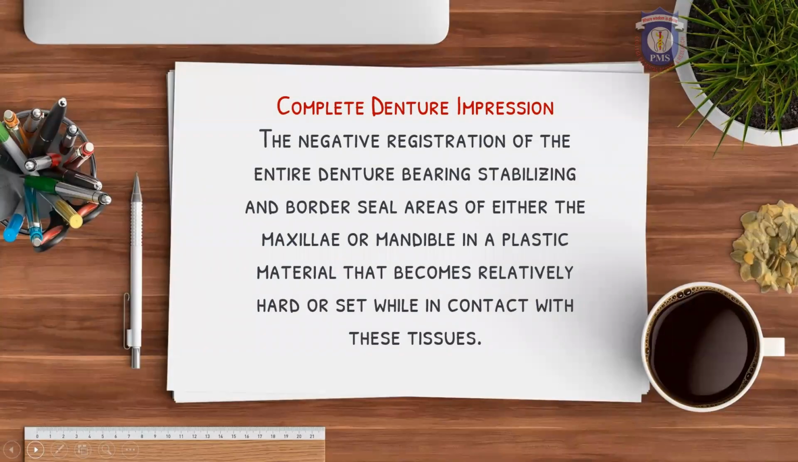Complete denture impression: the negative registration of the entire denture bearing, stabilizing and border seal areas of either the maxillae or mandible in a plastic material that becomes relatively hard or set while in contact with these tissues.